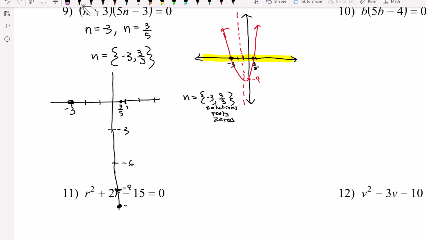And halfway between, let's see, add negative 3 plus 3/5, find the average, divide that by 2, so let me do that. Negative 3 plus 3/5, divide that by 2.